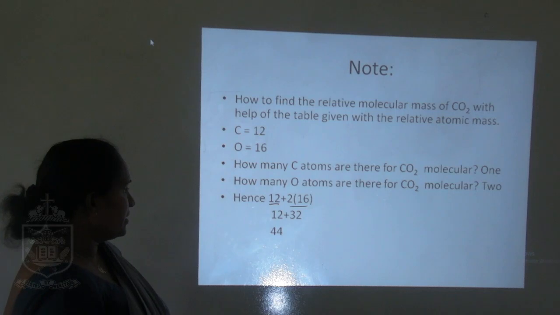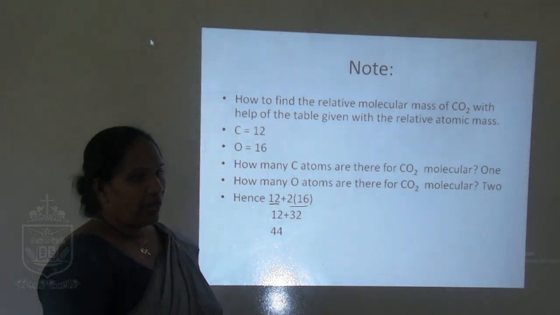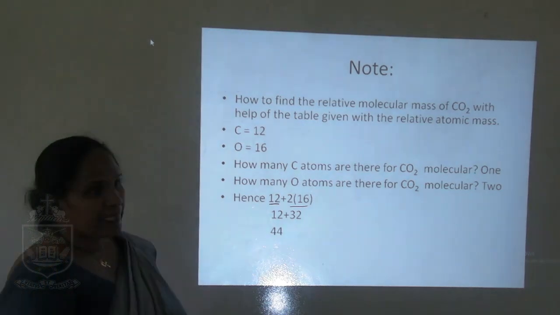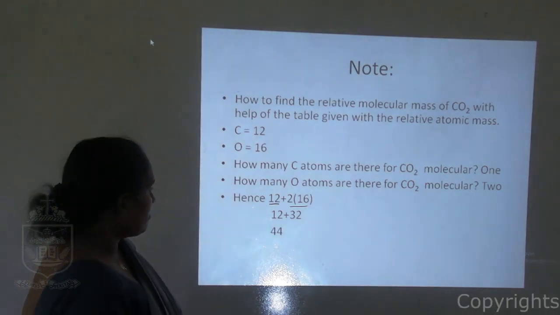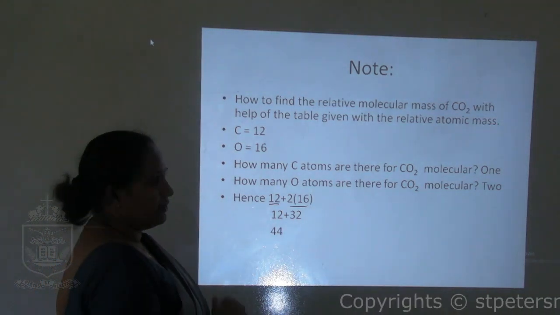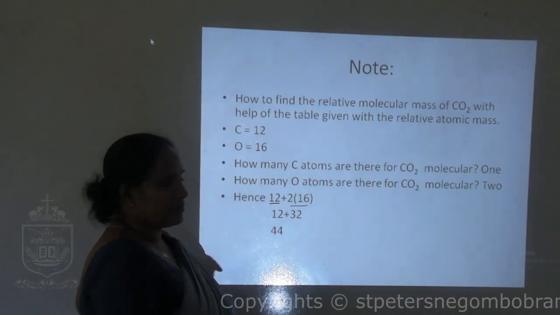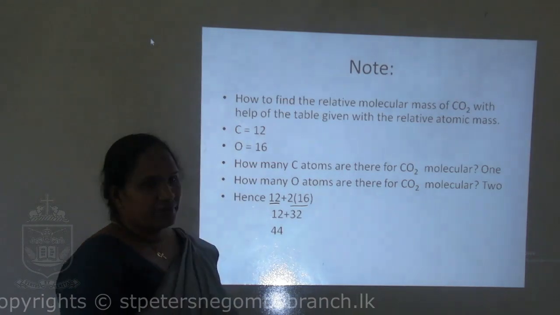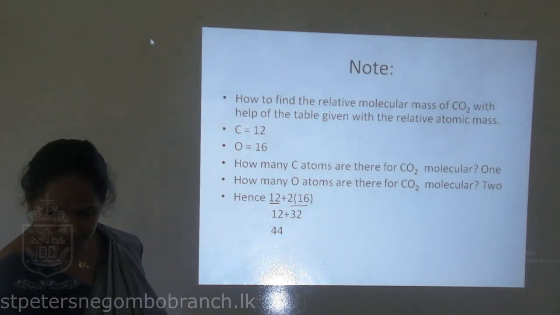This is the way we find the relative molecular mass of compounds. When we know the relative atomic masses of the atoms given, we have to add them and get the answer.